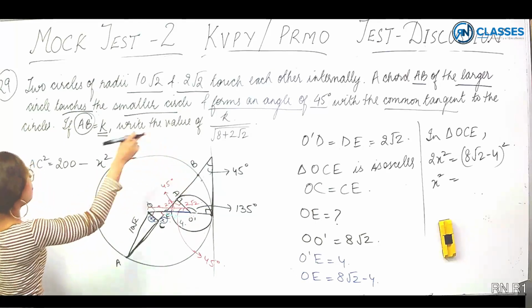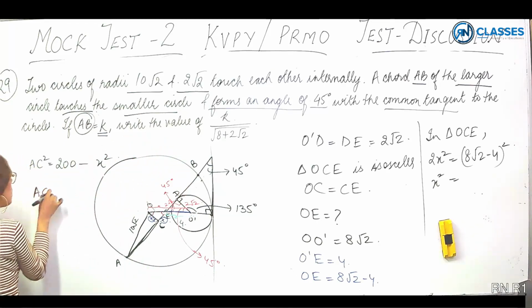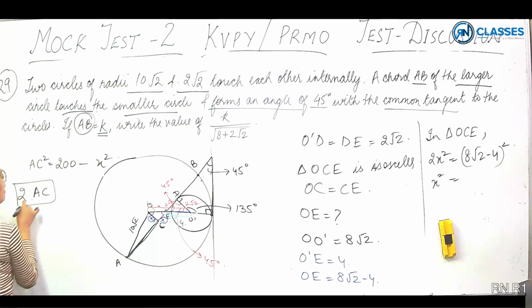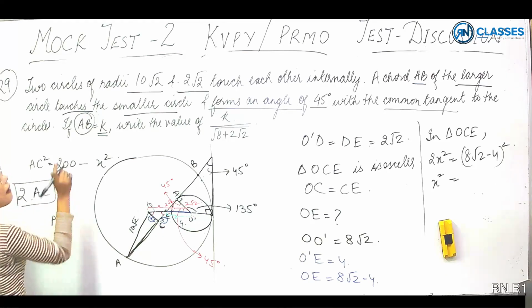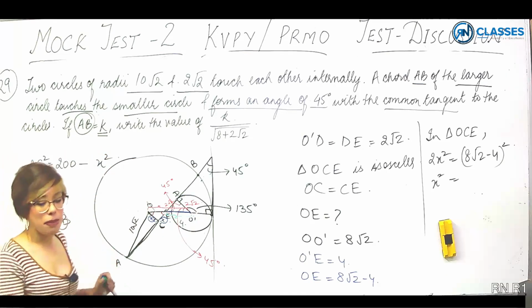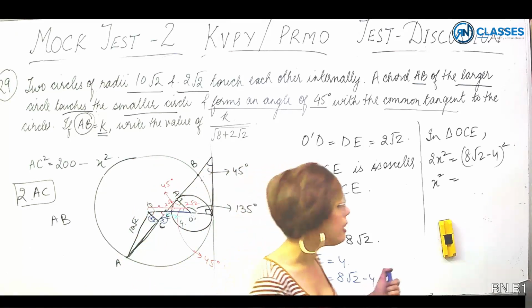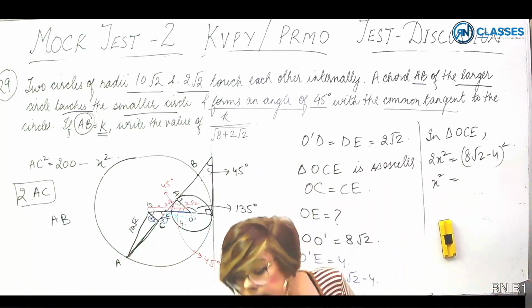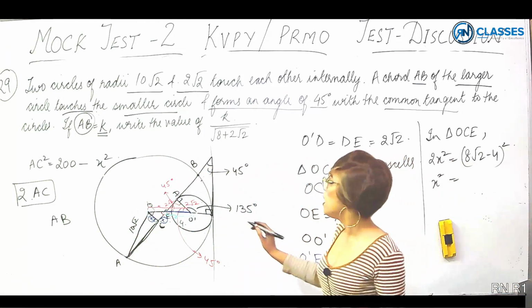Get x square from here, put it here, get the value of AC, double it up, and you will get the value of AB. Then divide it by square root of 2 plus 2 root 2. It is not that hard. You have to do it. The answer will turn out to be 8.